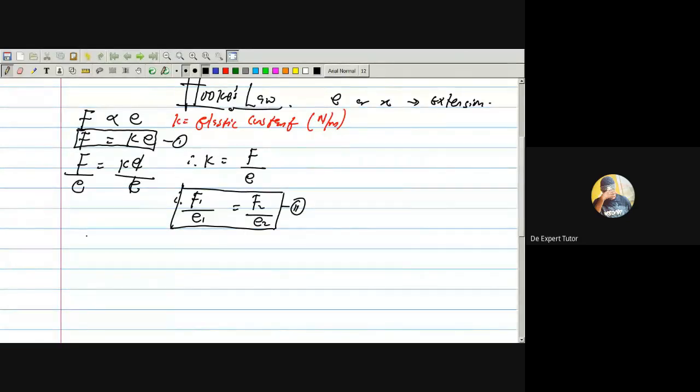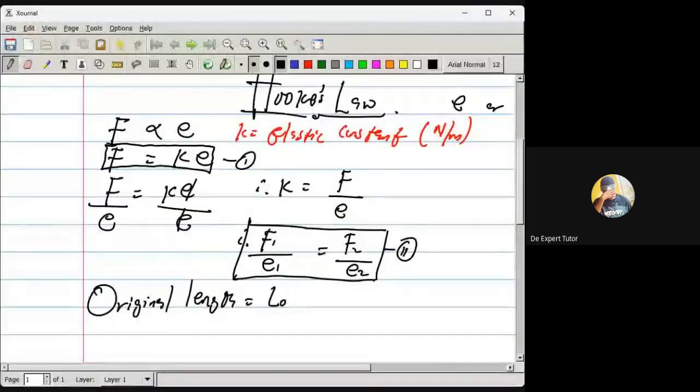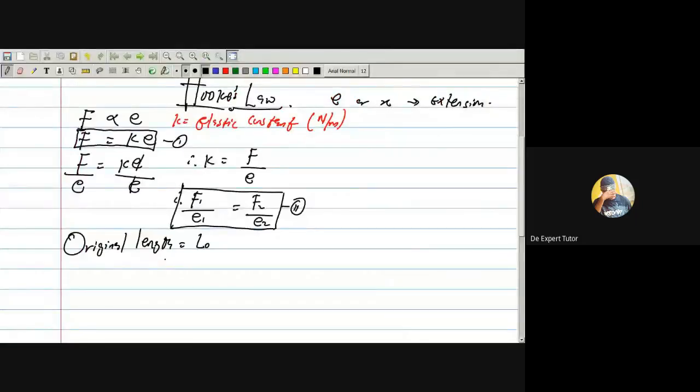Let's say our original length. Please pay attention to this. Let's say the original length of a material is L naught. This is the original length. Please follow it very well. It's not hard at all. Let me say the original length of an object is L naught. I've not extended the object at all.